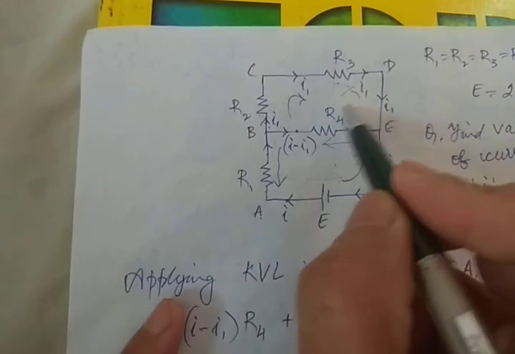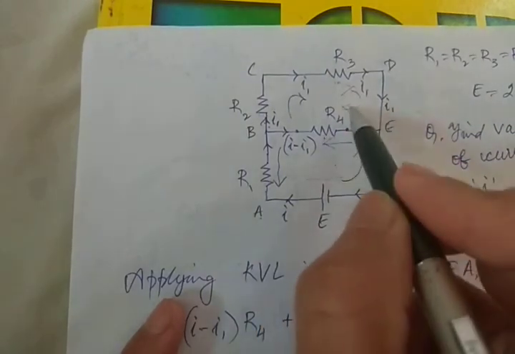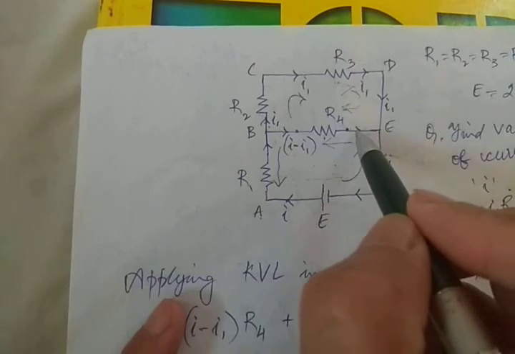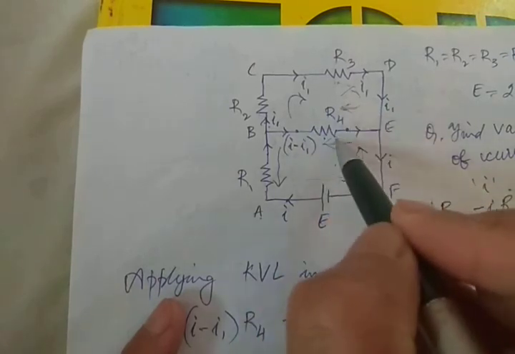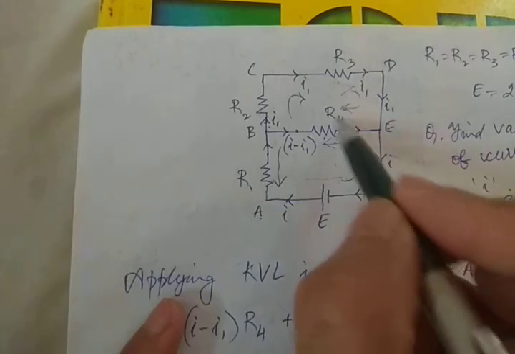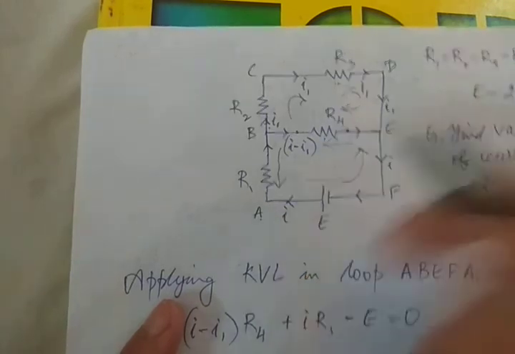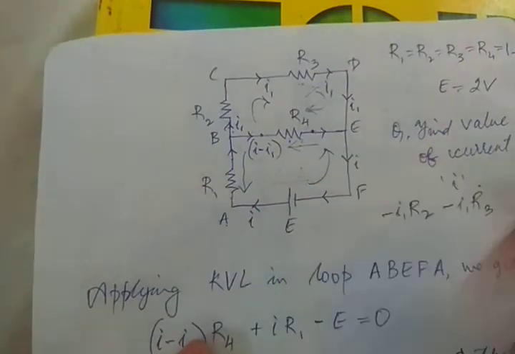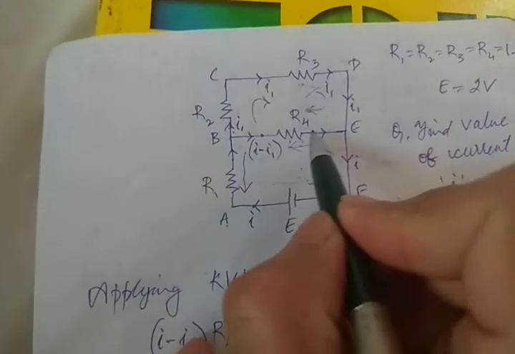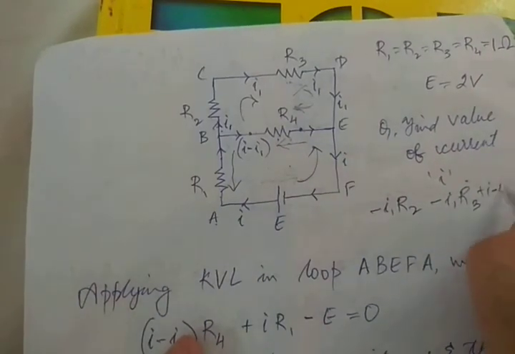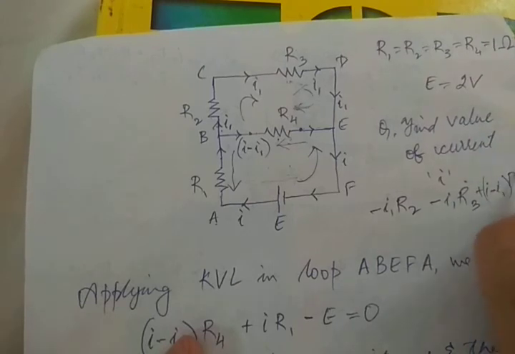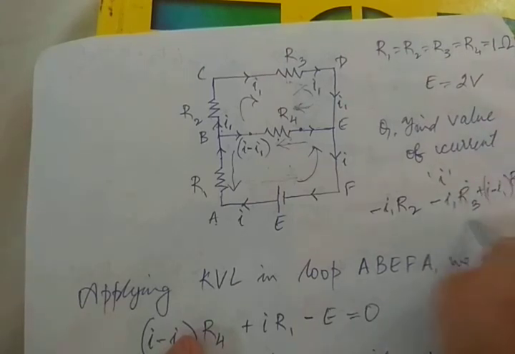So we are moving in the clockwise sense. When we come across R4, we are moving in a direction opposite to that of the current. So therefore, the potential difference across R4 will be positive, since we're moving from lower potential to higher potential. This is plus (I minus I1) into R4, and this is equal to 0.